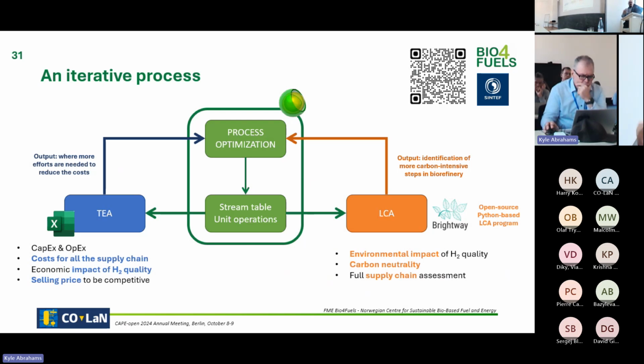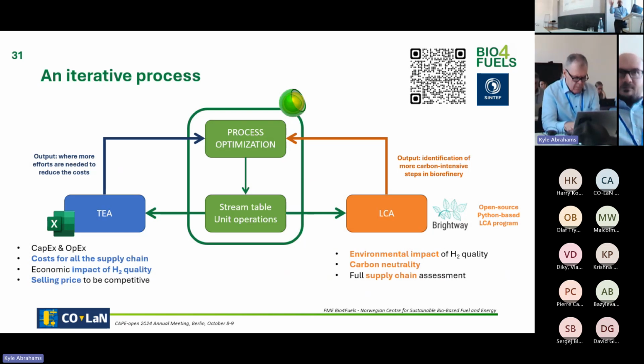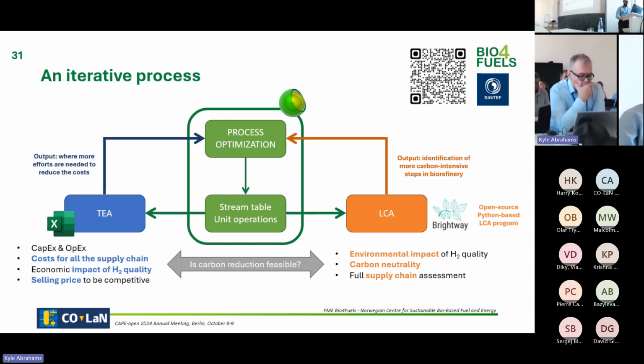So from the input of the techno-economic assessment and the LCA, we can retune or rethink the design of the biorefinery, get new data, new flow sheets, new stream tables, and then reassess the techno-economic aspects and the life cycle aspects. So this is an iterative loop between people working on modeling, people working on techno-economic assessment, and people working on LCA. And as I mentioned before, we need transparency. So we are using something that is fully reported and anyone can retrieve and recalculate.